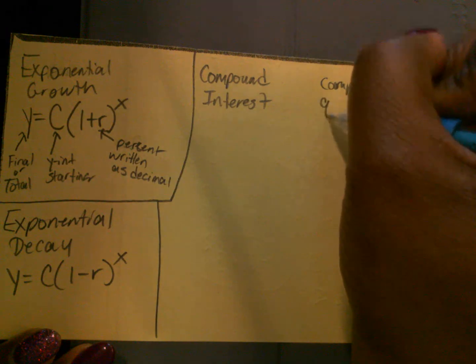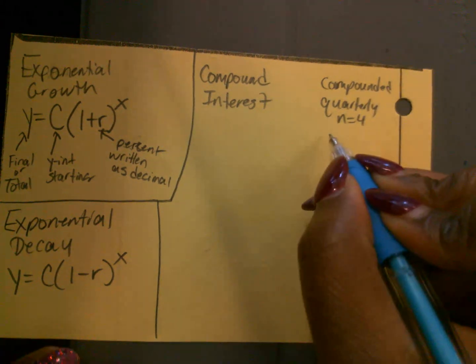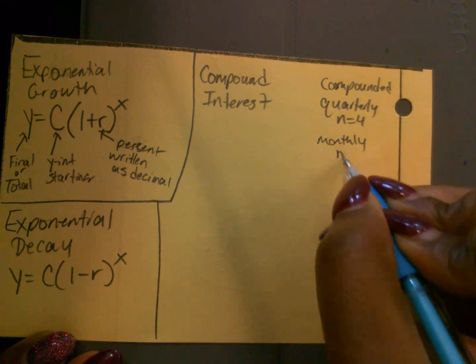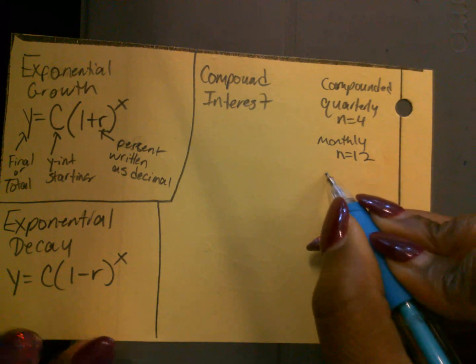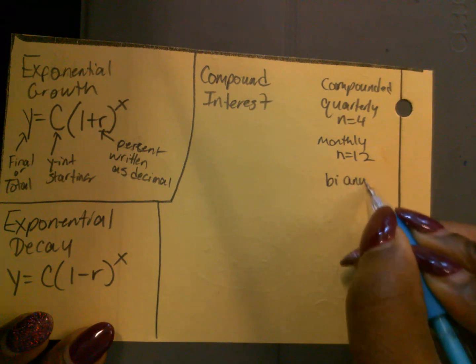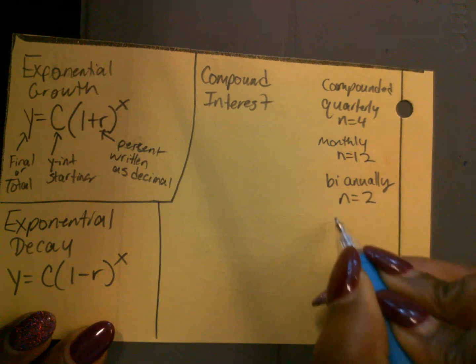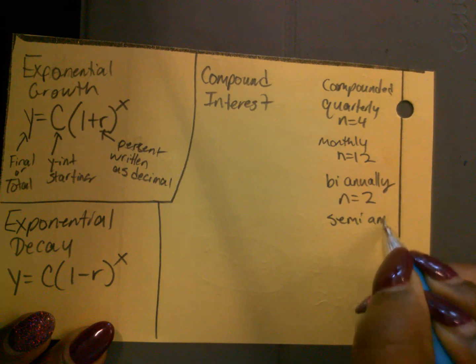What's compounded quarterly? That means n is equal to what? 4. That's quarterly. What about monthly? n is equal to 12. What about biannually? n is equal to 2. What about semi-annually? That is also 2.